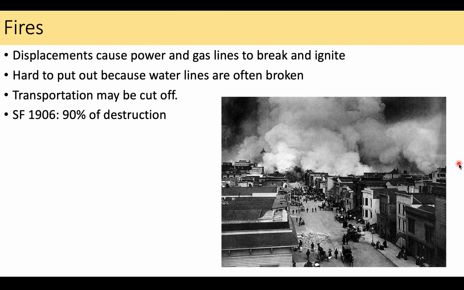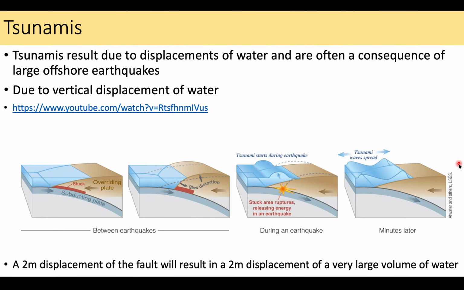In the big earthquake in San Francisco that destroyed a lot of the city, actually 90% of the destruction was due to fires caused by the earthquake. So that was actually a really big part of the destruction, that so much was able to burn during or immediately after that earthquake.